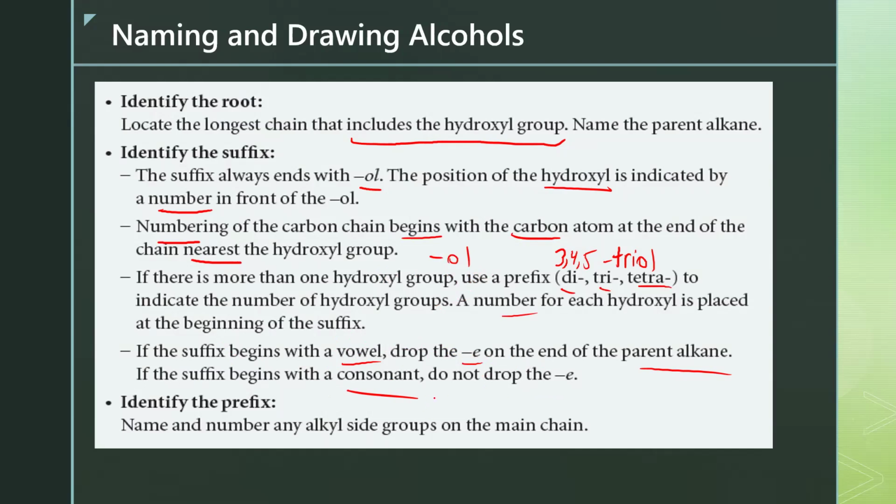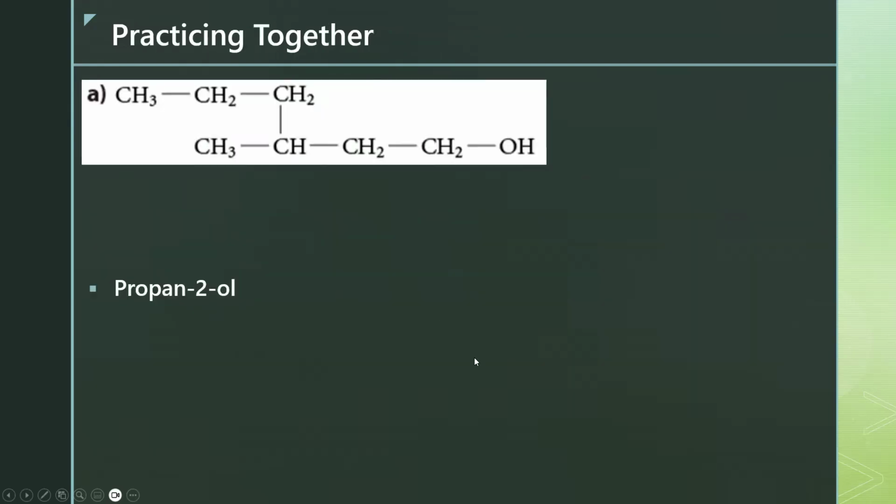And then lastly, of course, identify your prefix: name and number any alkyl side groups on the main chain. That's the same as it was when we looked at branched alkanes, alkenes, and alkynes. So you've got to name any branches that come off of this thing too. Anyway, that was a lot of rambling. These are often way easier to see with an example, as always. So we'll do these two together. Two different examples here. It's not like this is the name of the one above, not even close.